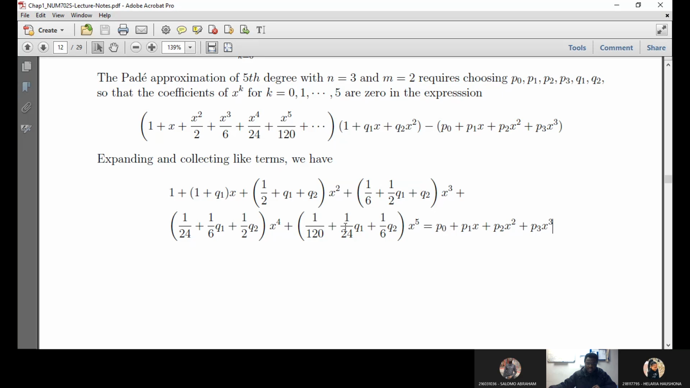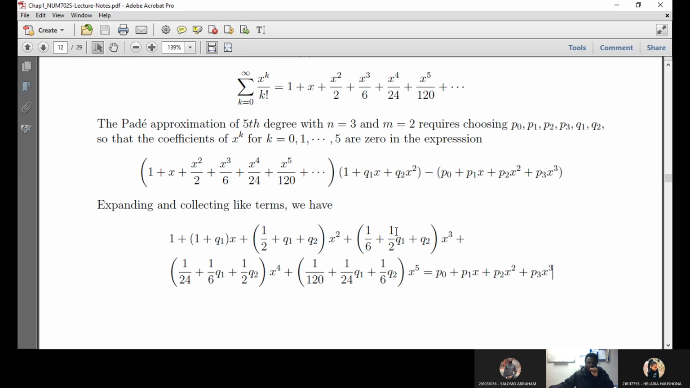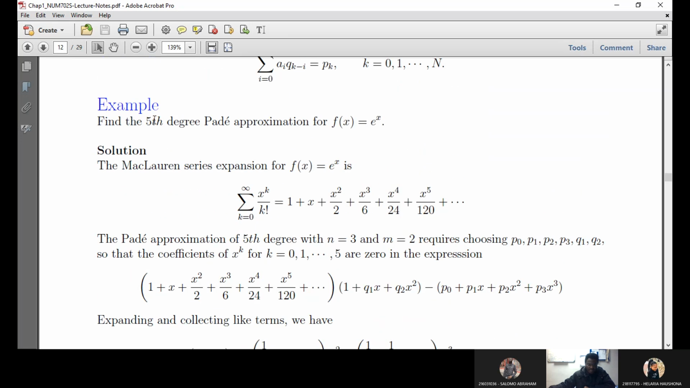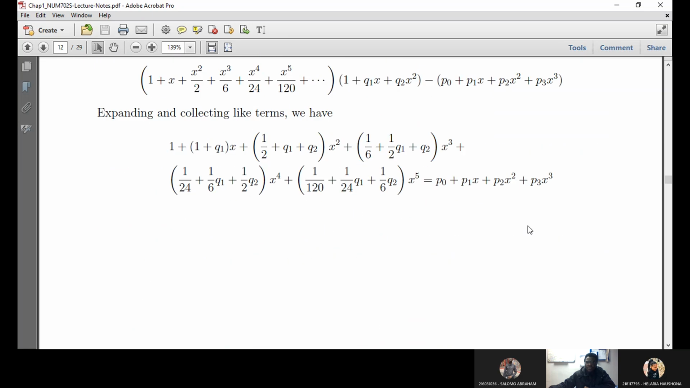Now, don't forget, when we expand this one, we expand in such a way that the degree goes up to capital N, the degree of our Padé approximation. Now, you will agree with me that the degree, and generally it will be less, right? Because remember that it is the sum of the degree of this numerator plus the degree of the denominator, which is 2, that gives us 5.